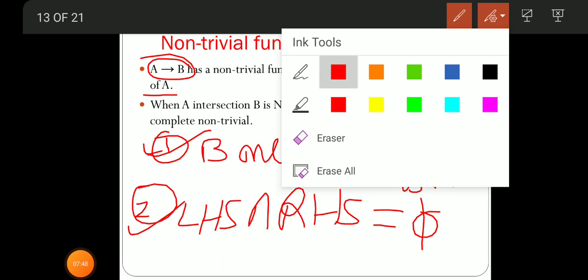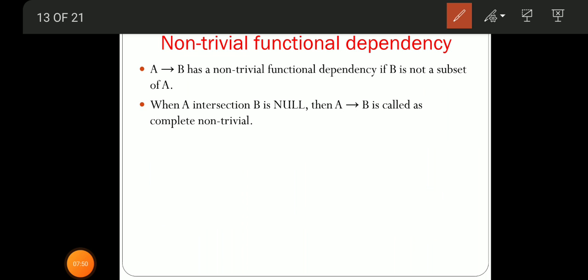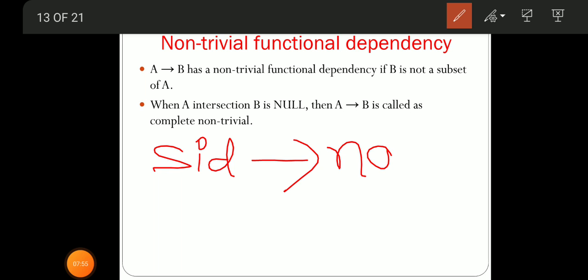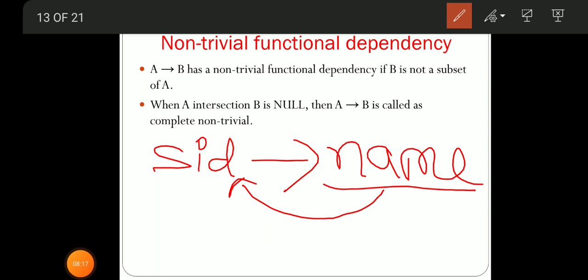Let's take an example. If we are taking SID to name, this is the functional dependency. Now check for the first condition, whether name is a subset of SID or not, meaning whether the right hand side attribute is a subset of the left hand side or not. No, it is not a subset of the left hand side. Name is not a subset of SID. So the first condition is fulfilled, right? And what is the second condition?